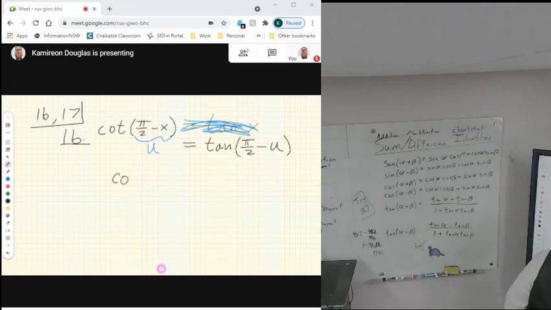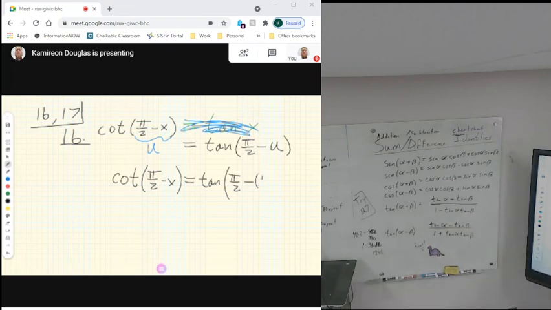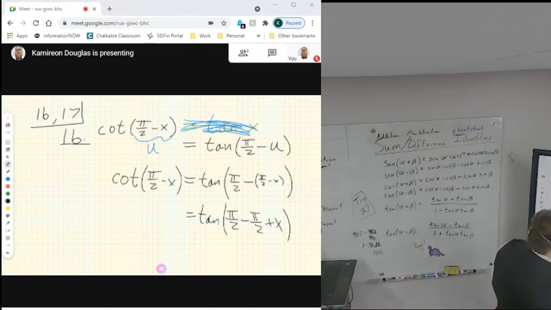So, cotangent of pi over 2 minus x is equal to tangent of pi over 2 minus, everywhere there used to be a u, I replace with pi over 2 minus x, which means I have minus pi over 2 minus x. I get that equation. It's the standard substitution from algebra 1. Now, I simplify by distributing and write my solution. When I distribute, I get tangent of the pi over 2 from the outside minus, distribute the negative becomes pi over 2, double negative makes that plus x. Pi over 2 minus pi over 2 is 0, so that's why I get tangent of x.